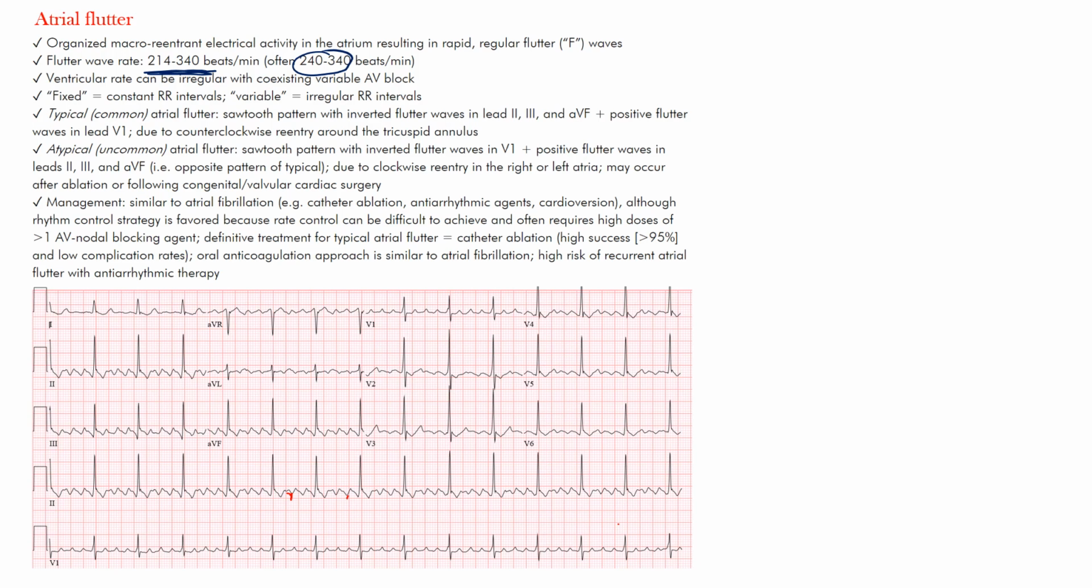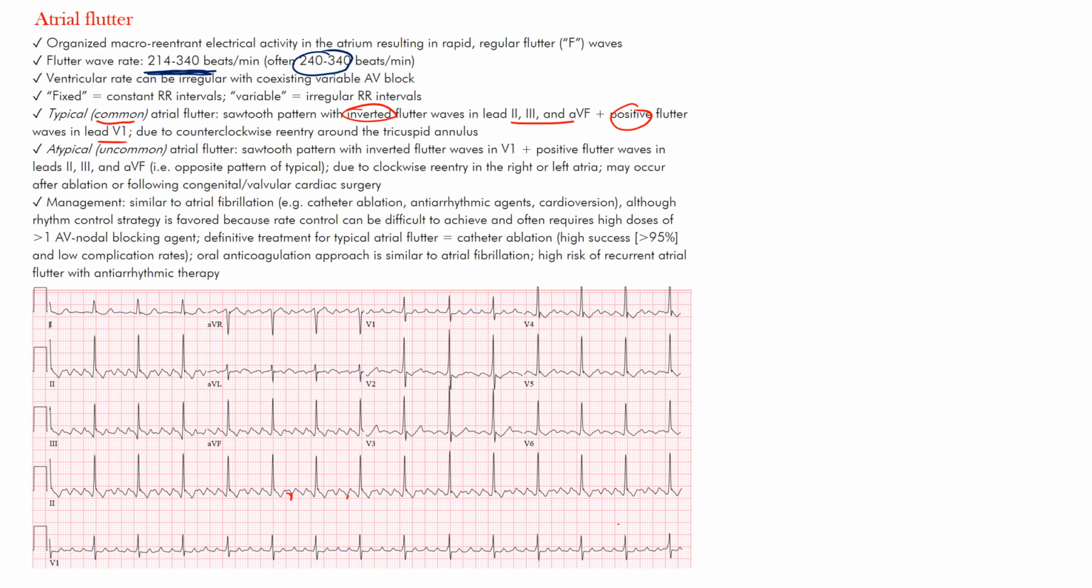Now there are different forms, and this may be a little more advanced than you want to get into, and obviously in our course we go into even more detail. There are typical and atypical forms. The typical is the common form of atrial flutter, where you see the sawtooth pattern that you'll often hear about. These are inverted flutter waves in the inferior leads, 2, 3, and AVF, and positive in V1 and sometimes V2.